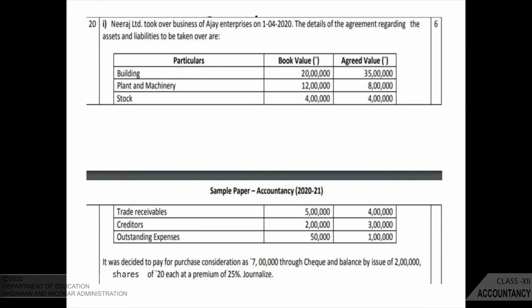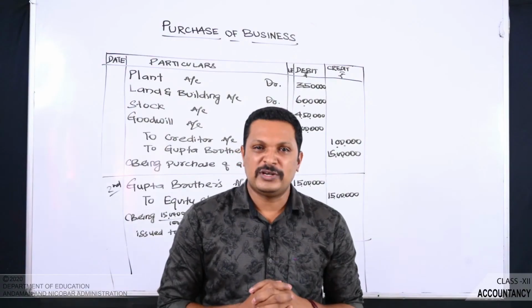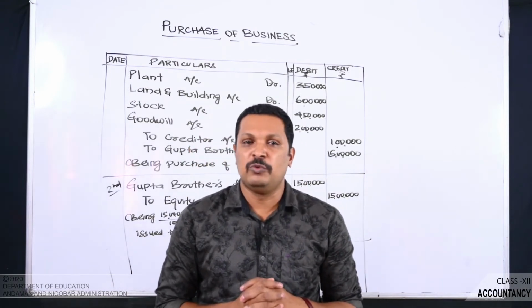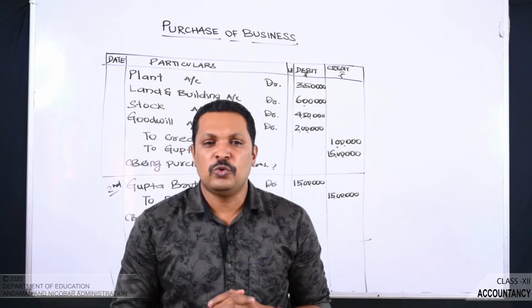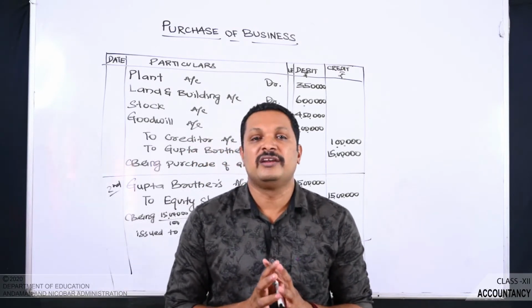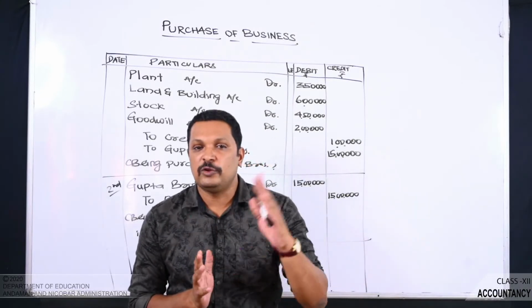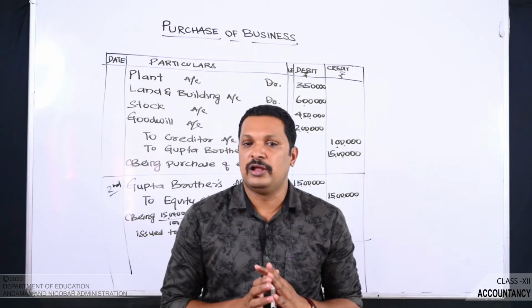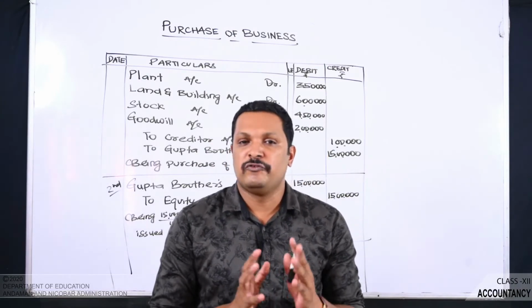Okay, in your sample paper it is given as a debenture. I changed debenture to share. Both the treatments are the same. You may be a little bit confused. Why are two amounts given? Book value and agreed value are given. Just leave the book value. There is no use of book value. We have to deal with only agreed value. Concentrate on agreed value, because book value is given for information only.